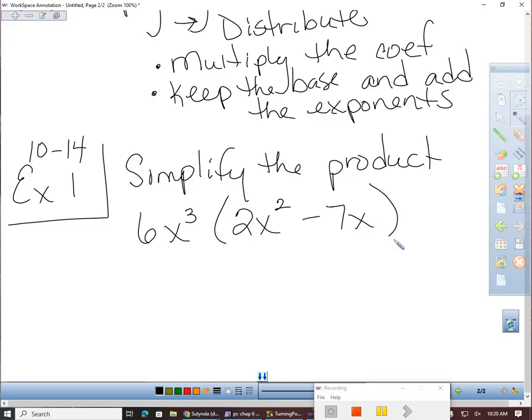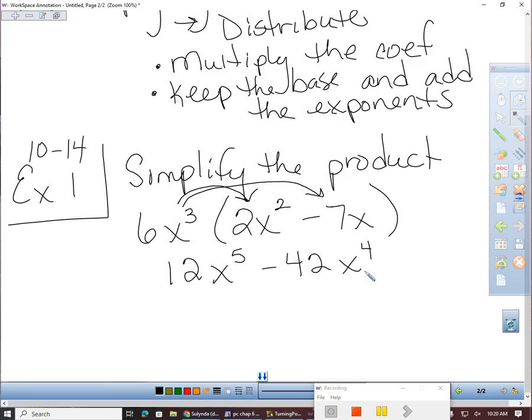So we have a monomial in front of the parentheses of a polynomial, which means we distribute. So we're going to do 6x to the third times 2x squared. We multiply our coefficients, keep our base, and add our exponents. So we get 12x to the fifth. Then we're going to take 6x to the third times negative 7x. 6 times negative 7 is negative 42. We keep our base of x, and we add our exponent. 3 plus 1 is 4.